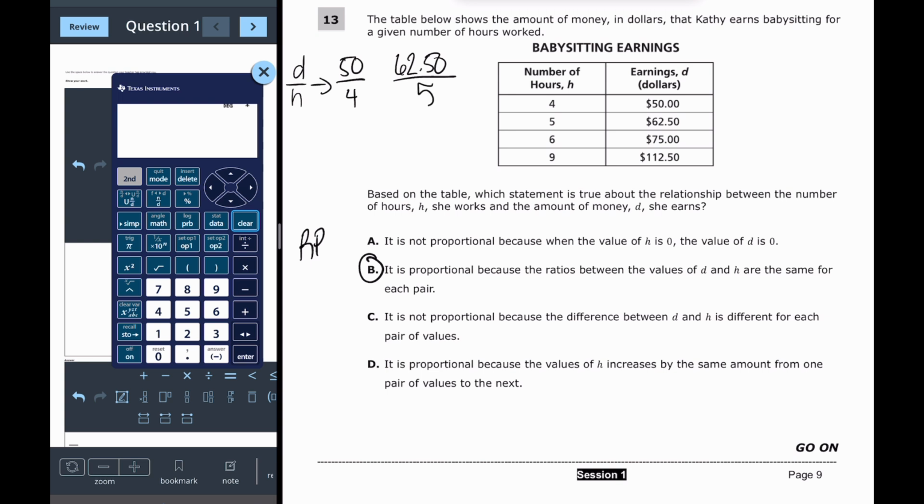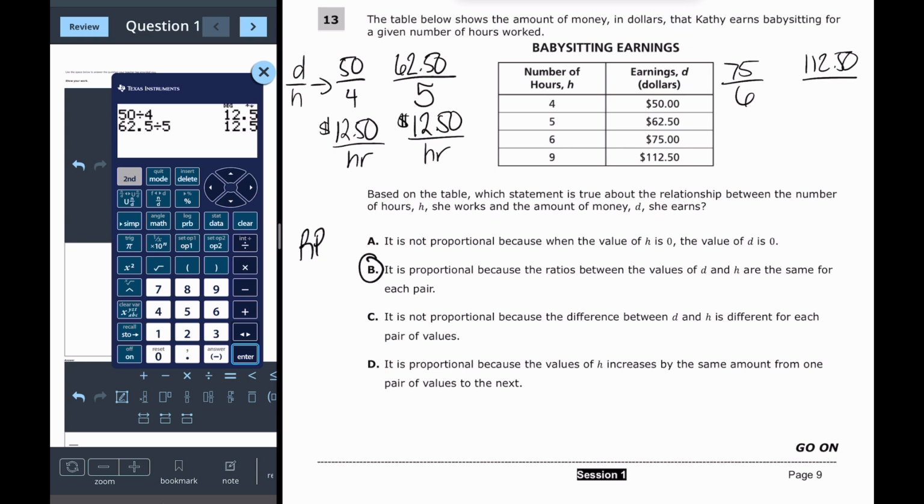Over 5 is the second one, and I'm going to test these out. So I'm going to do 50 divided by 4. I get 12.50 per hour. And the second one, 62.50 divided by 5 is another 12.50 per hour. So this is the amount of money per hour. Let's do the next one, 75 over 6 and $112.50 over 9.